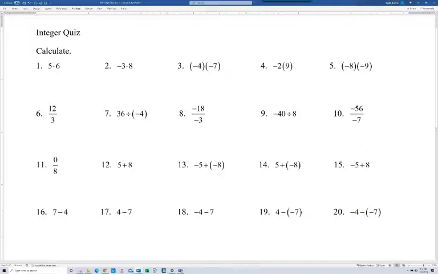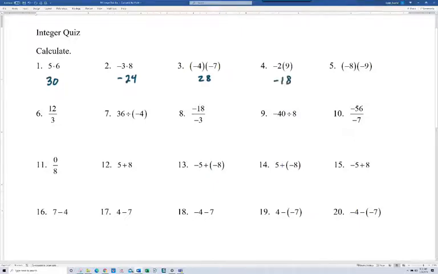Okay, so on number 1, you have a positive times a positive. So 5 times 6 is 30. When we multiply two numbers having the same signs, we're going to get a positive. Number 2, you have -3 times 8. Now we're multiplying opposites, a negative times a positive, and so you're going to get a negative sign. On number 3, you're multiplying two numbers with the same signs, -4 times -7, so you'll get a positive 28.